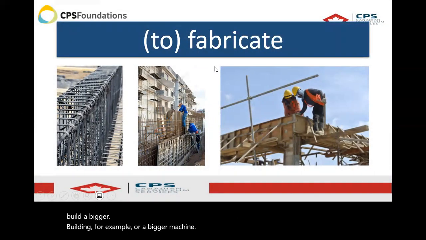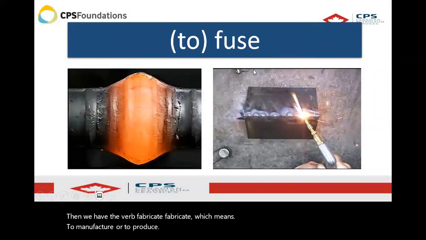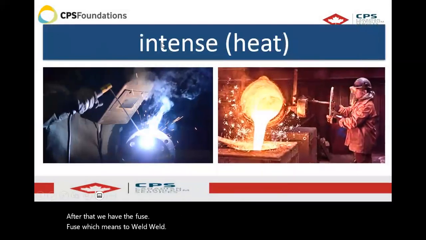Then we have the verb fabricate, which means to manufacture or to produce. After that, we have the verb fuse, which means to weld. This is an adjective, intense. When we describe something as intense, it is usually extremely high. For example, intense heat or intense pressure.